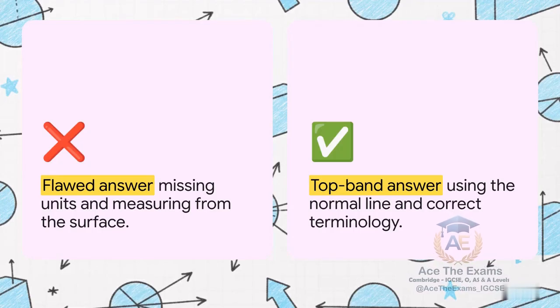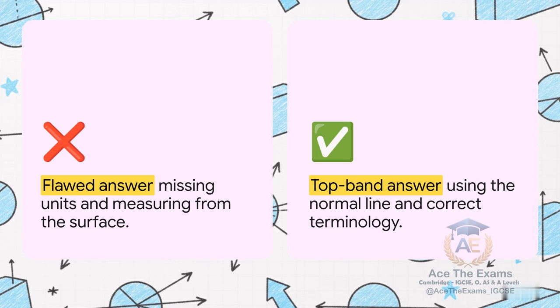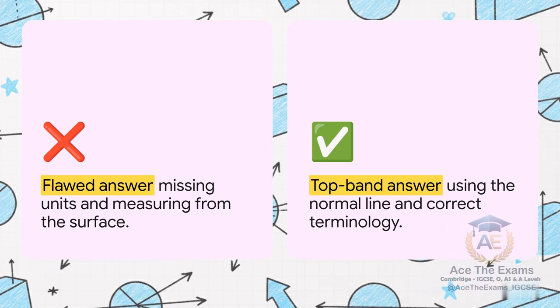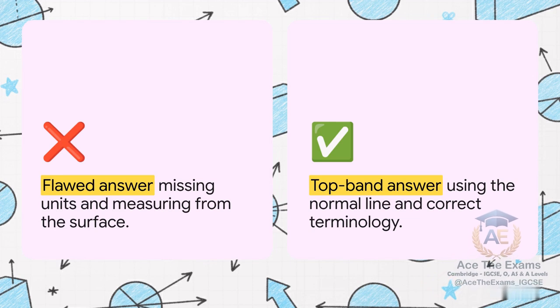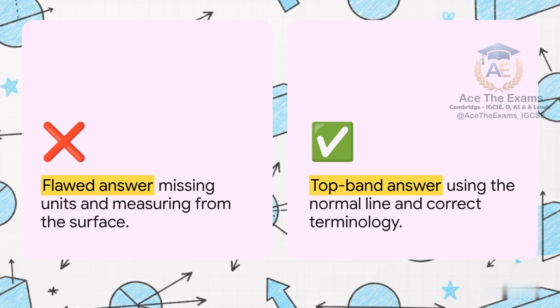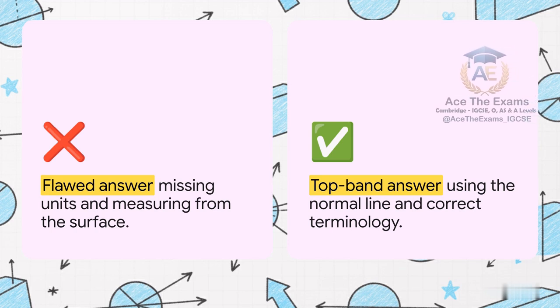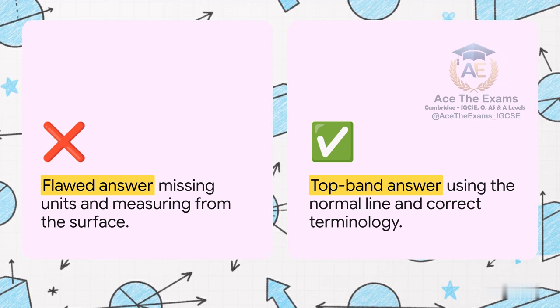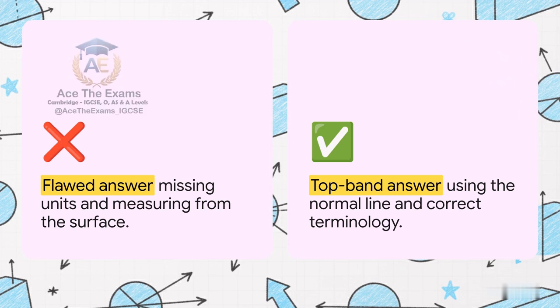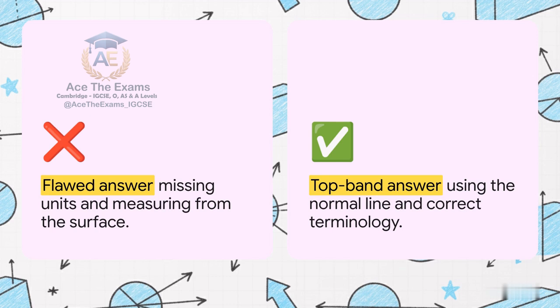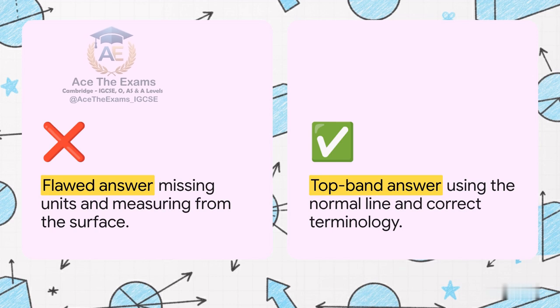You can easily spot the difference between a failing grade and a top mark when you see them side by side. Take a look at the flawed, rushed answer. They measured the angle straight from the mirror's surface instead of the normal, and they completely forgot to include their units. Now look at the top band answer. They correctly used the normal line as their 0 point, they utilized the correct physics terminology, and they locked in the marks by fulfilling exactly what the command words asked for.